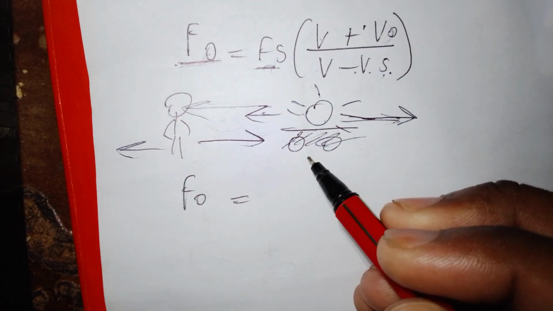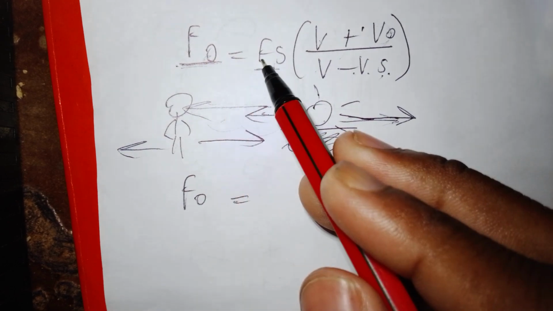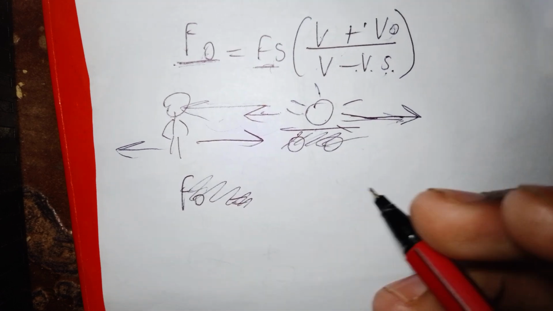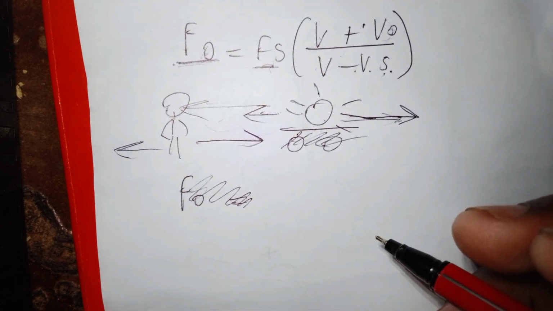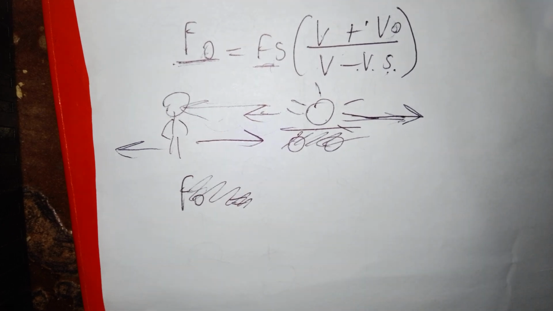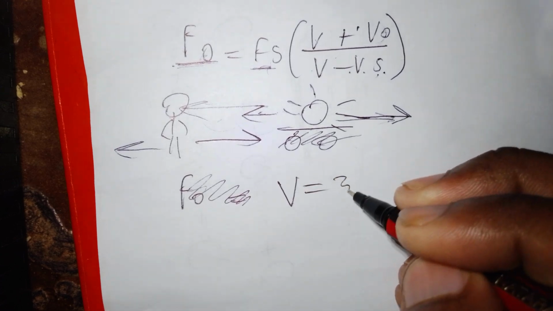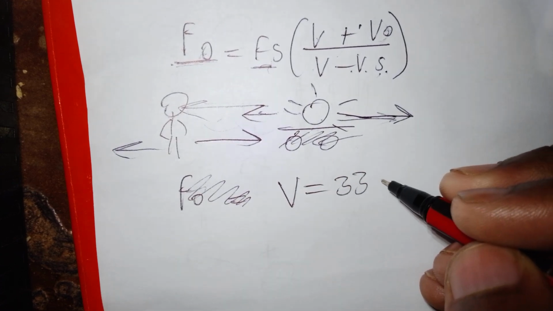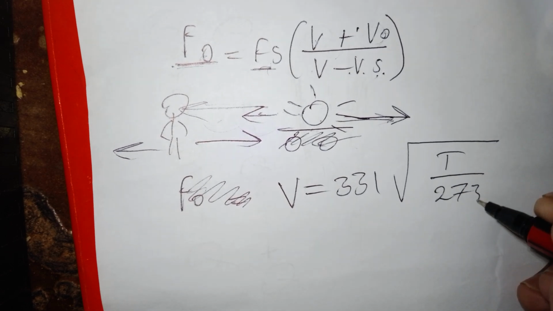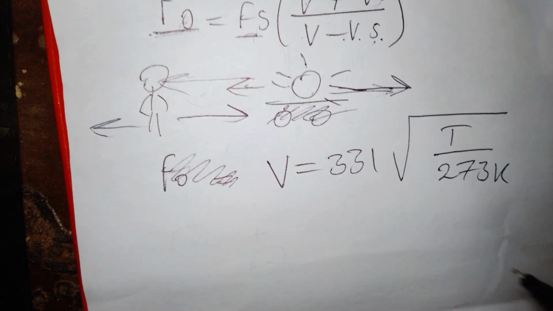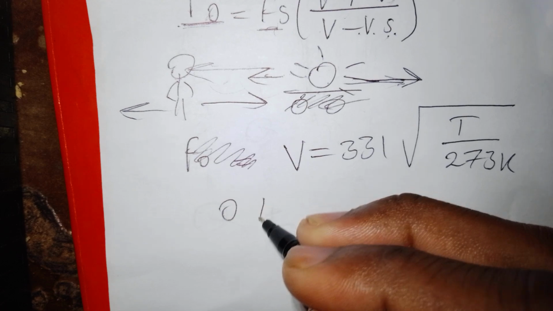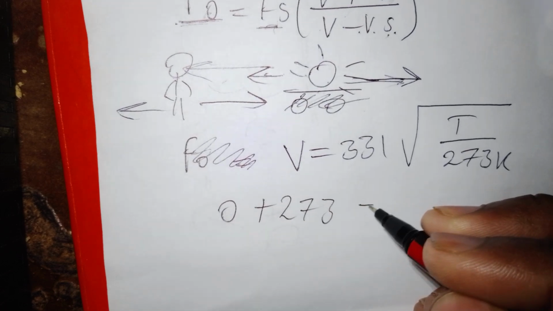By the way, before I carry on, like I said, this is Fo, Fs, then this V is the speed of sound at that time. It can be hot. When it's hot, the speed of sound travels faster. When it's cold, the waves travel slower. So this V can be found using the formula 331 times the root of T divided by 273 kelvins. So if they tell you the temperature was 0 degrees Celsius, you're going to say 0 degrees plus 273, which equals what?